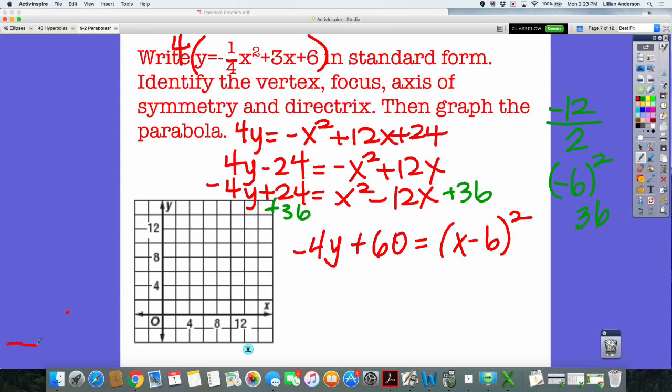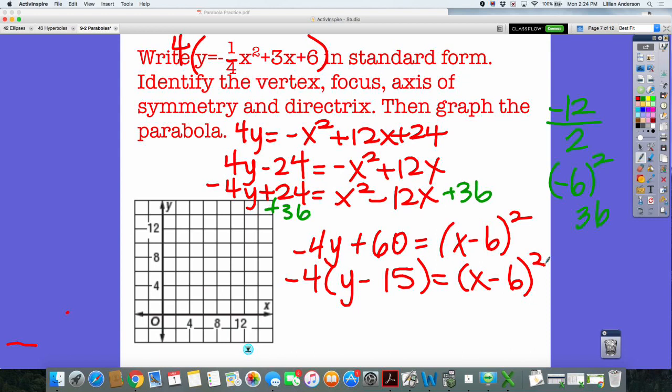What do you think you're going to do to the left side? You want to pull out the greatest common factor. 4. Not just a positive 4, but a negative 4. When I pull out a negative 4, what's the difference? In the standard form, isn't it y minus k, not negative y minus k? What do you get when you pull out a negative 4 from a positive 60? It would be a negative 15. And that is your standard form.